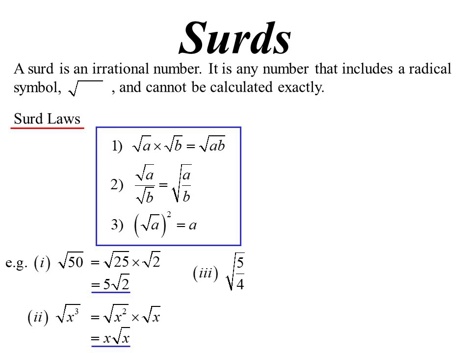Root 5 on 4, well the bottom of the fraction we can work out, the top we can't, so we leave it as root 5 on 2. 20 on 9, we can play with both of these, the top simplifies down, there's 2 root 5, the bottom is 3. I mean these are the idea behind the square roots.